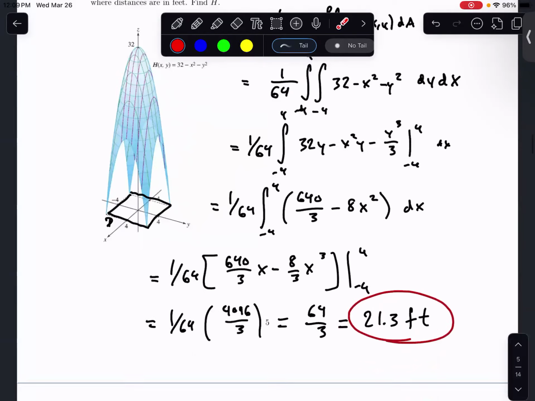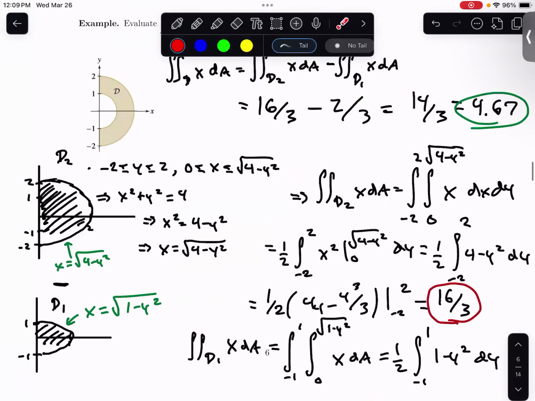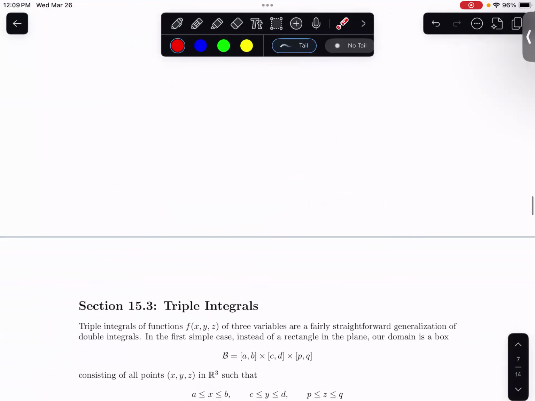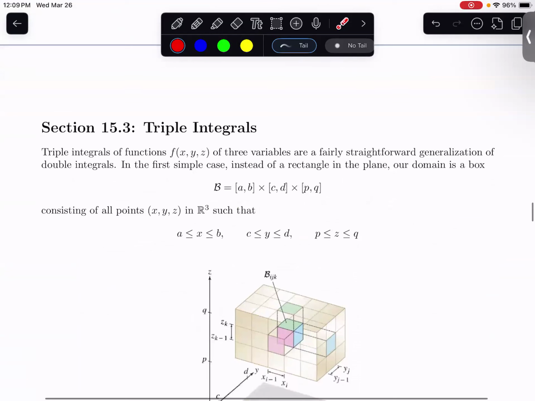Okay, so that covers everything from section 15.2, which means we're going into 15.3. This is where we start talking about triple integrals. One integral is bad enough, two is worse, and now we have three. But at least we're going to stop here. We're not going to go into quadruple or quintuple integrals or anything like that. We're going to stop here at triple integrals.